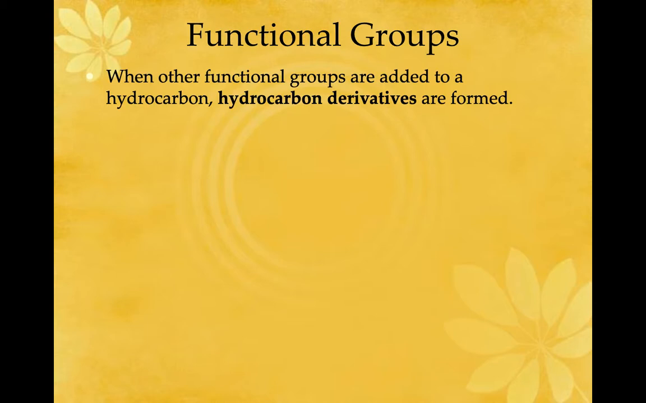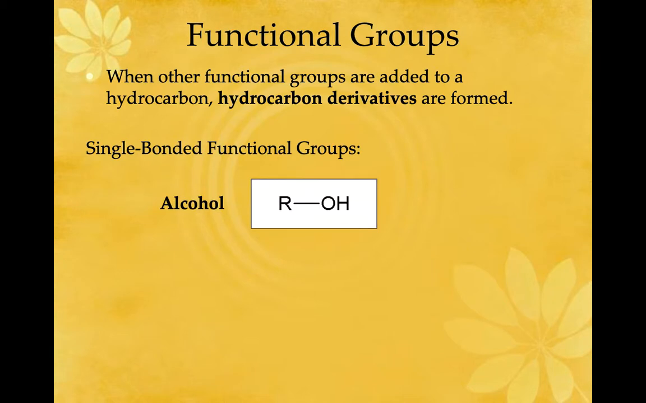When you get other functional groups added to a hydrocarbon, what you get are hydrocarbon derivatives, because you start getting atoms other than carbon or hydrogen in your molecule. So there are single bonded functional groups, and then we'll look at a group of functional groups that have a double bond. So the first one is the alcohol group. So this is an OH, which is bonded to any hydrocarbon chain.